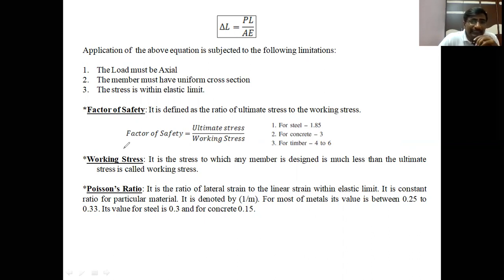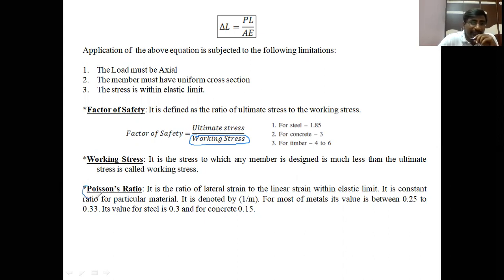Next, another definition, working stress. Working stress means the stress to which any member is designed, which is much less than the ultimate stress. This stress is the safe stress at which the member is designed for different applications.